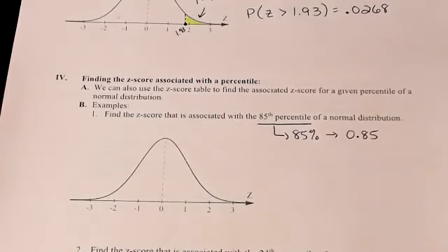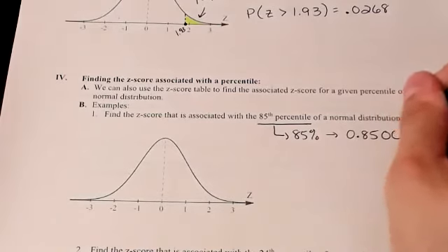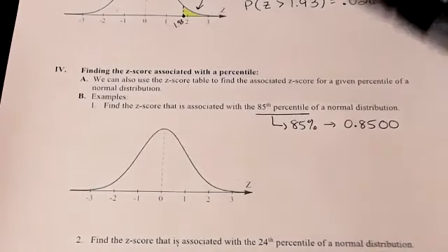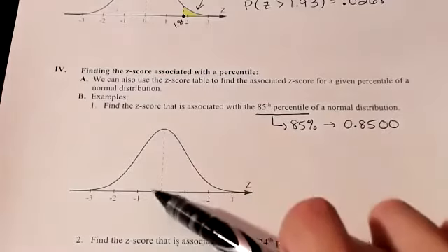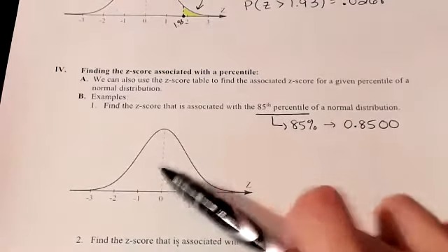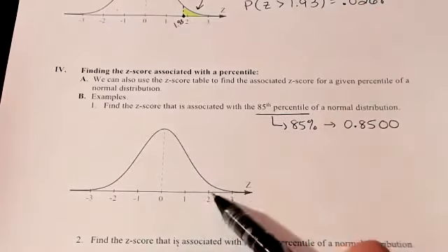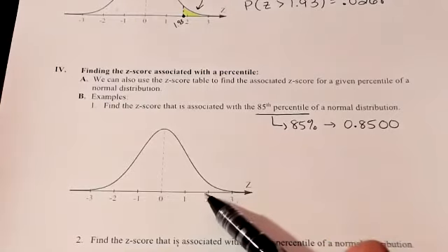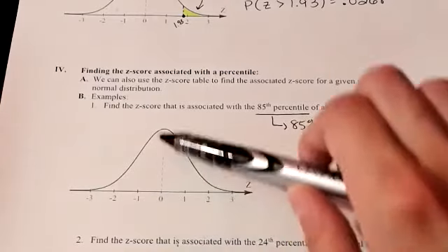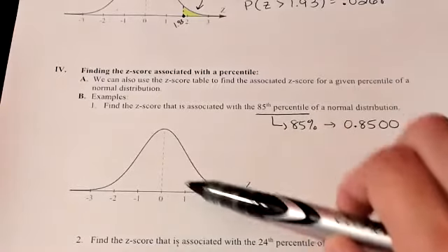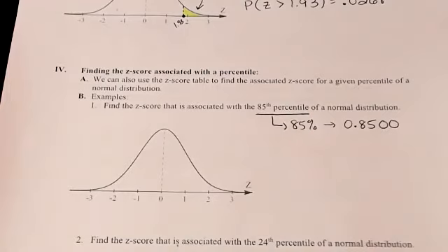Now remember, area is typically represented as 4 values after the decimal. So we can write that as 0.8500. Next, we already know that the area to the left of 0 is only 50%, but we want 85%. So we know we're going to end up shading more than that. We might be somewhere between a Z-score of 1 and 2. We know that this is 50%. From 0 to 1 is another 34%. So we definitely know we're going to be between the Z-scores of 1 and 2. So let's go to our table.